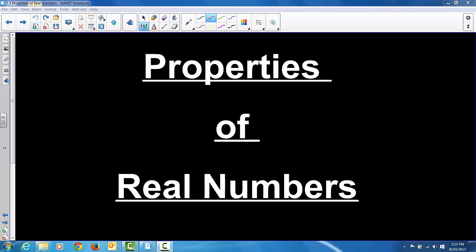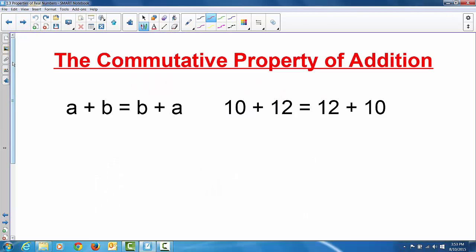Okay, properties of real numbers. First property of real numbers that we're going to address is called the commutative property of addition. What that means is that it doesn't matter what order you put letters or numbers whenever you add them, you're going to get the same answer. So you can add A plus B and you'll get the same answer as if you add B plus A.